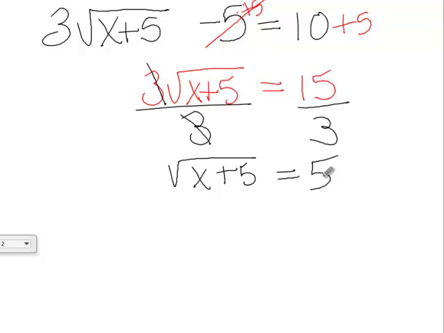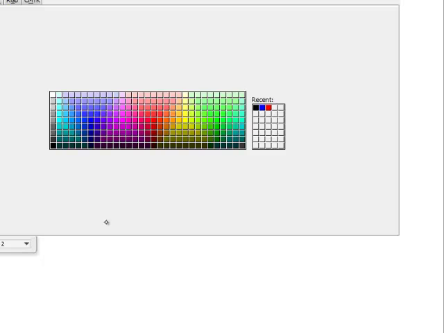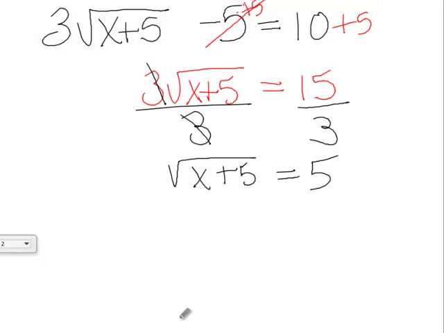Now that the radical is by itself, what we need to do is somehow get rid of that square root. And the opposite of square rooting something is to square something. So what we do is we raise both sides to whatever power would make the radical go away. So if this had been a cube root, we would cube both sides. If it was a 4th root, we would raise both sides to the 4th power. If it was a 5th root, we'd raise both sides to the 5th power, and so on.